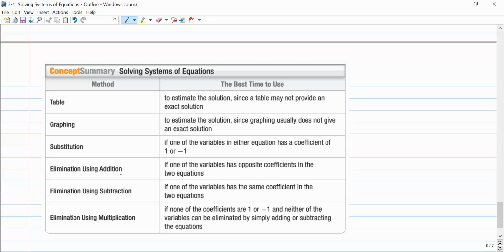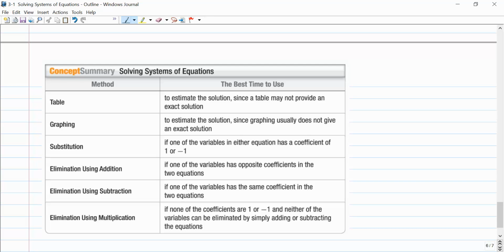Elimination using addition works well if one of the variables has opposite coefficients in the two equations. So for example, if you had a 3x and a negative 3x, then you could add those. Elimination using subtraction works if one of the variables has the same coefficient in both equations. So like if you had a negative 7y and a negative 7y, you could subtract them, although I would prefer to multiply one of them by a negative 1 so you can add. And then elimination using multiplication like we saw in our last examples. If nothing else works, then you're going to have to multiply one or both of the equations by some number to get the same or opposite coefficients.